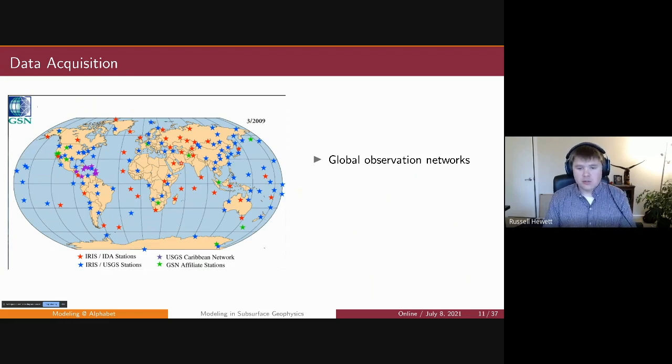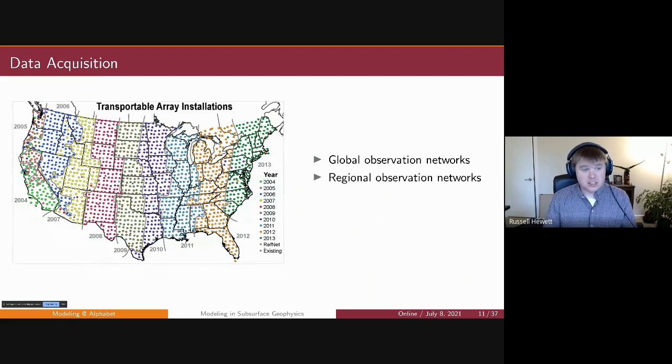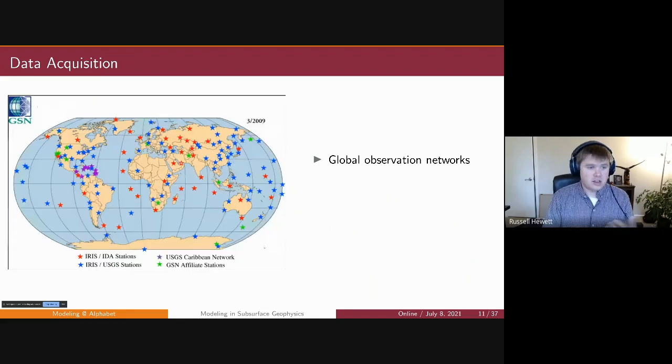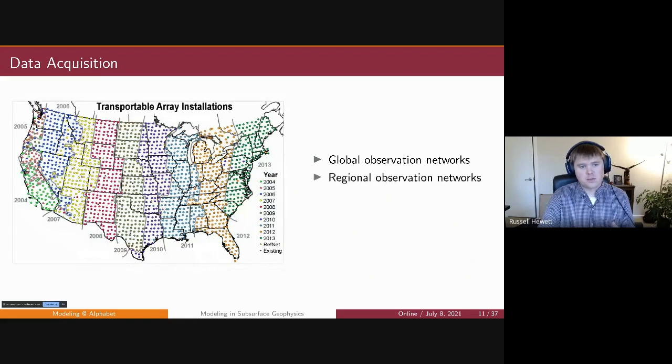For a global scale, we have global observation networks, and these are maintained largely by educational and government institutions. So this is the Global Seismic Network, I think as of 2009, that includes all of the IRIS and USGS stations, as well as a bunch of affiliate stations throughout the world. And these are the networks that are largely informing planetary scale seismology. The USArray is actually a sequence of data over time as this array gets moved across these columns across the states. So I think this is done according to this figure here. But this would be a regional observation network, which lets you get much higher density, say within the United States, than you have from this global network here.